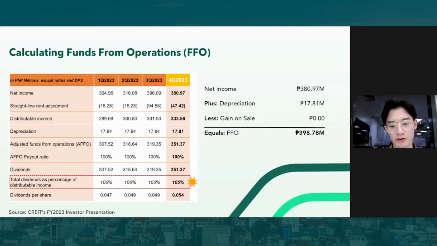Using C-REIT, this is from their 2023 investors presentation. We can calculate FFO. The table already shows something called adjusted funds from operations, but for now, we'll ignore it. To get funds from operations, we would need its net income for, for example, the fourth quarter, which is 380 million. And then we add back depreciation of 17.81 million. Thankfully, C-REIT doesn't have any gain on sale or loss on sale, so we'll leave that as zero. Now that we add it back, we arrive at an FFO of 397.78 million.